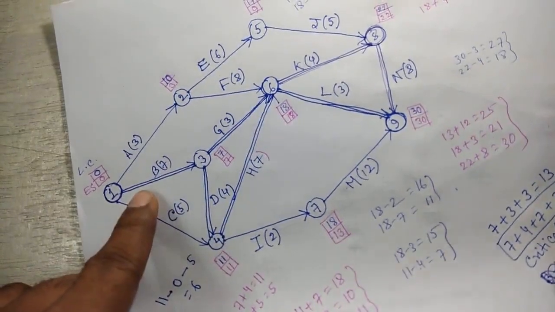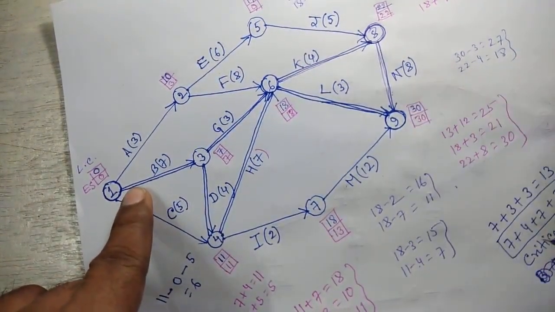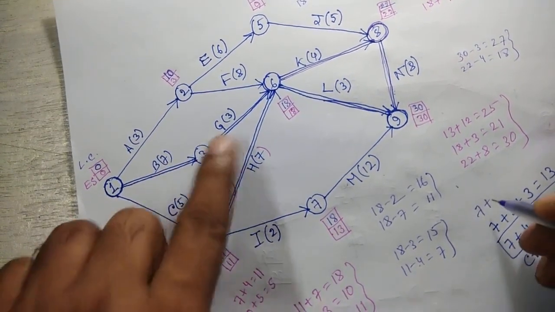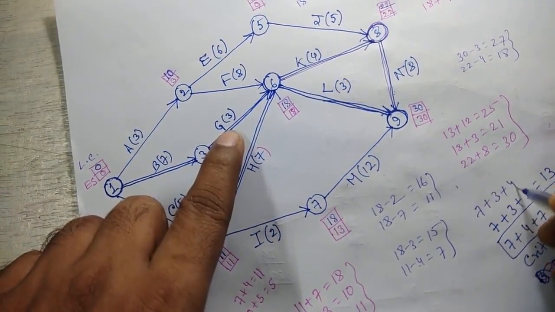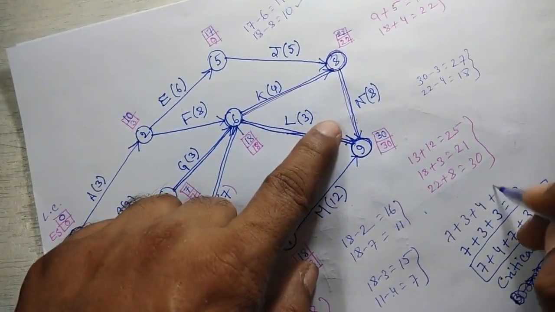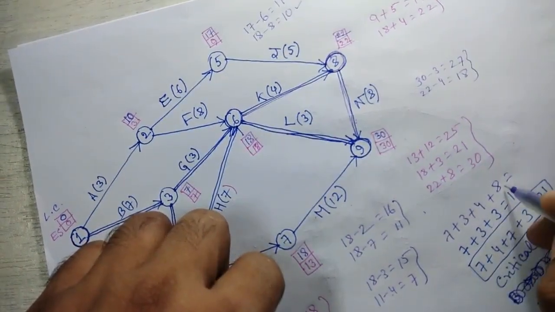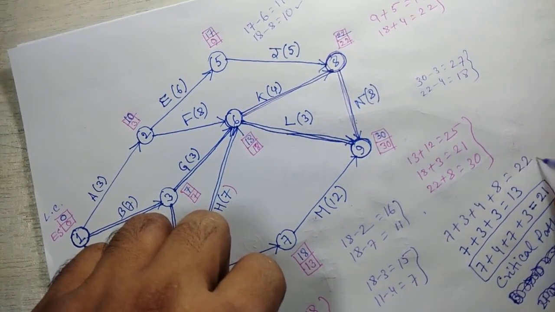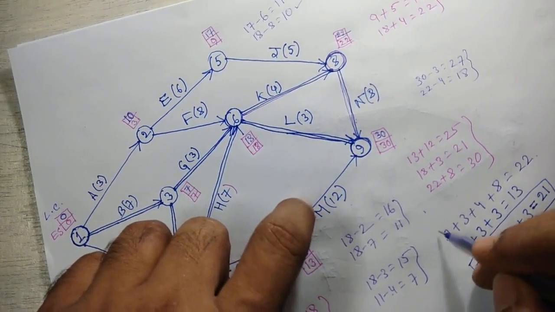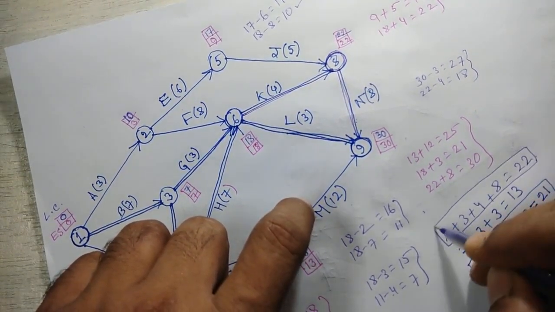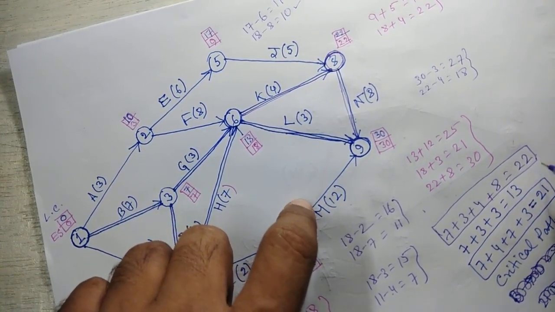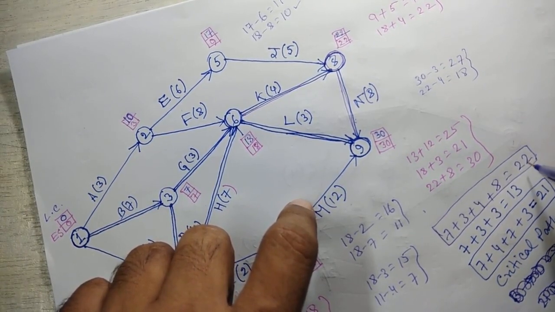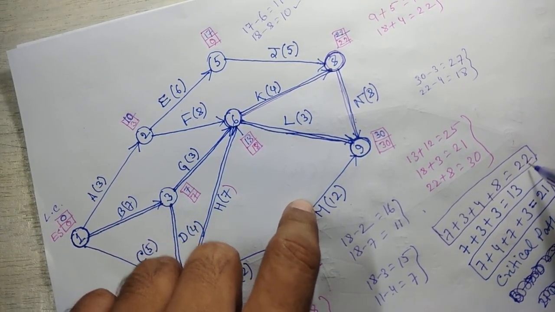So for this path, total time will be 7 plus 3 plus 4 plus 8 equals 12, plus 3 is 15, 22. So the critical path is that path for which the time will be maximum, the longest time period, that is 22.